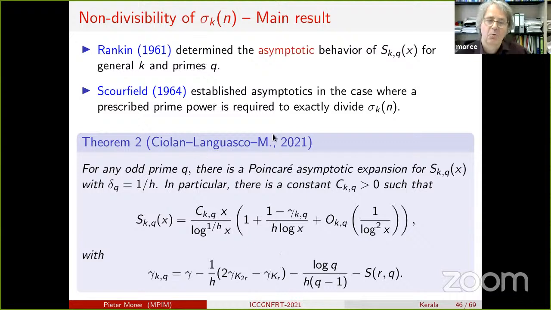So Rankin, in 1961, determined the asymptotic behavior of this sum. His PhD student Scourfield looked at some related questions. What we did is we looked at the second order behavior, and so you get some Euler-Kronecker constant gamma_{k,q}, and this is an expression for it. So we just see the usual Euler constant. We see two Euler constants related to the fields that I just defined.